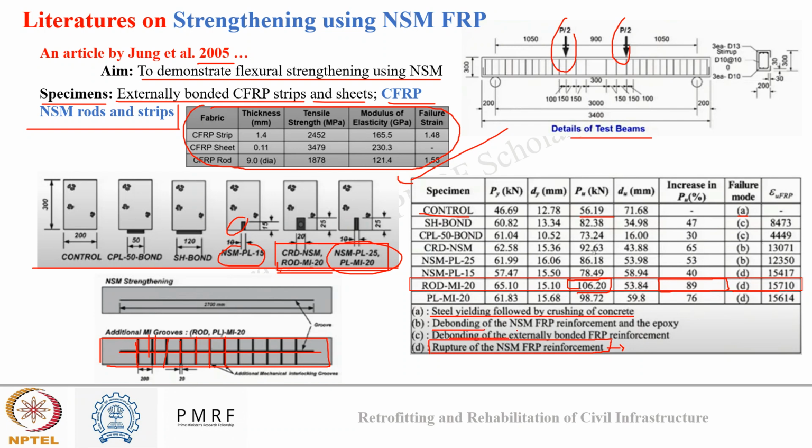Debonding types of failure occurred in B and C categories, which are all other categories where an external sheet was used, and internal NSM was used without any anchorage. So in these cases, there was debonding failure that was observed, while the one which had anchorage was observed to fail by rupture of the FRP material itself. And the rupture of FRP is the ultimate form of failure. So we were able to reach the ultimate limit of the use of FRP using this.